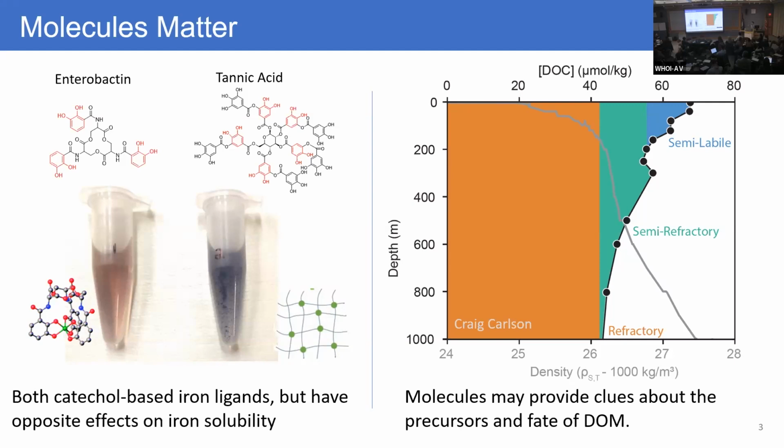Extending into the mesopelagic, there's some semi-refractory component we can infer that is turning over on the order of decades. And then throughout the ocean, there's a refractory component that's turning over on the order of thousands of years. And again, these are inferred components based on concentration measurements. We don't actually have any insight into the molecular or chemical differences between these groups. So it's really hard to understand why some are short-lived and why others are long-lived.